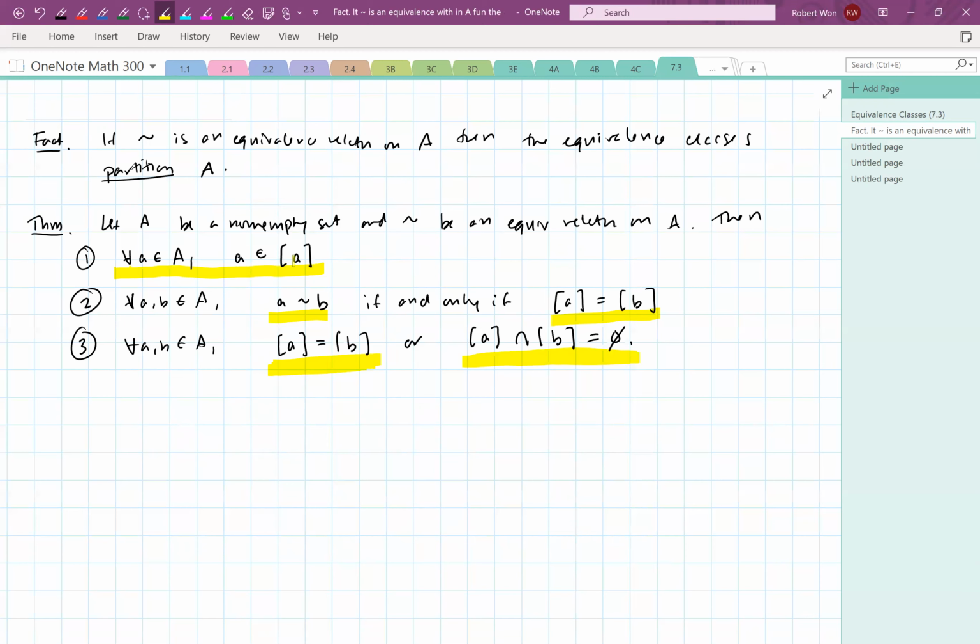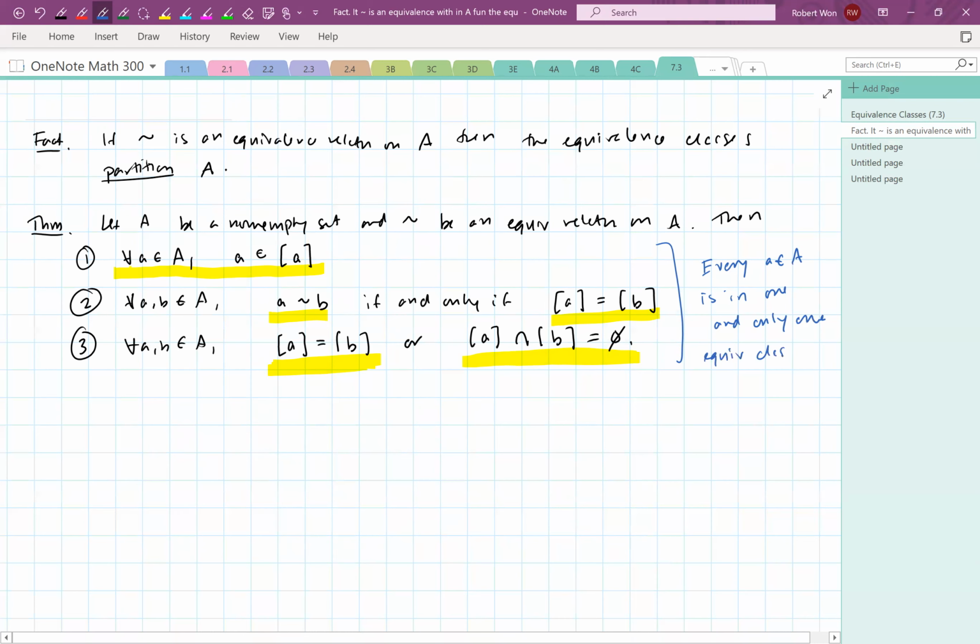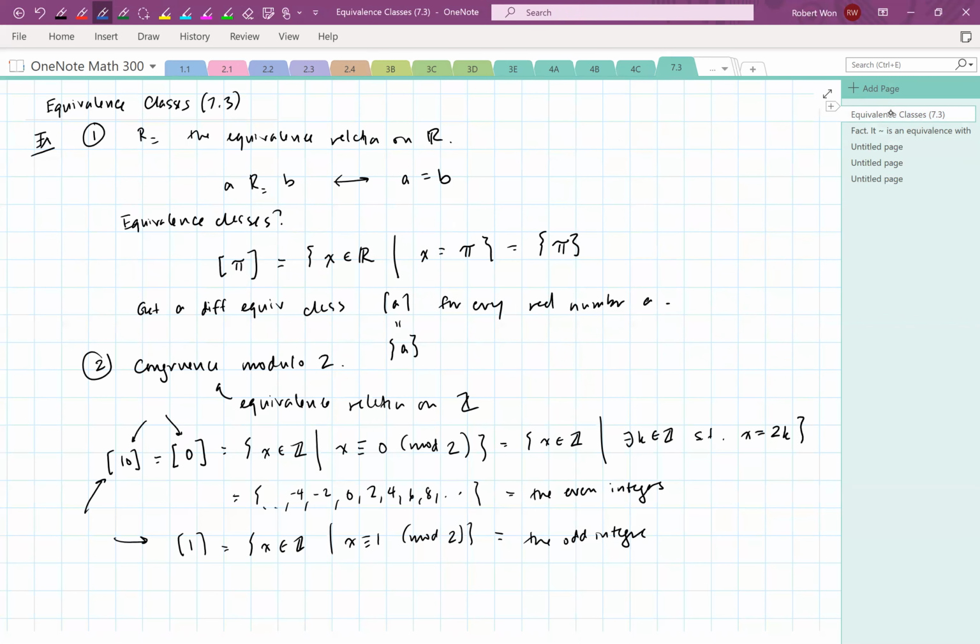I can even tell you which one it is. It's the equivalence class of a. That's really what this theorem is saying. Every a in A is in one and only one equivalence class, namely the class of a. Okay, now the equivalence class of a, there might be other ways to refer to it, right? So again, with these evens and odds, every integer is in one and only one equivalence class, right? 35 is in one and only one equivalence class. It's in the class of 35. It's not in any of the others, but this is also called the equivalence class of 1.